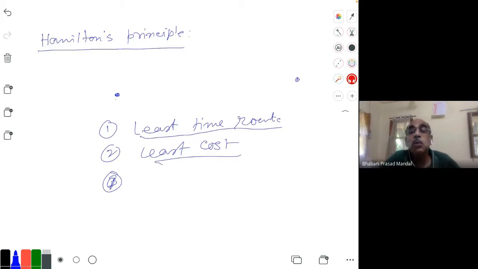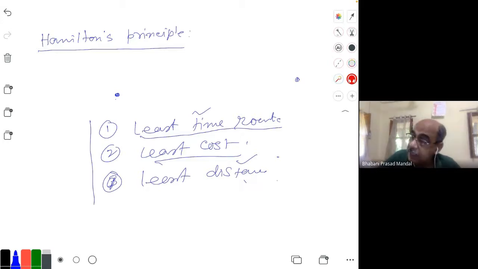Now somebody who does not have enough money will prefer the least cost method. It may take a longer time. Or least distance, the minimum distance route, which may not be the least time and may not be the least cost. So there should be a criterion by which I go from here to here.